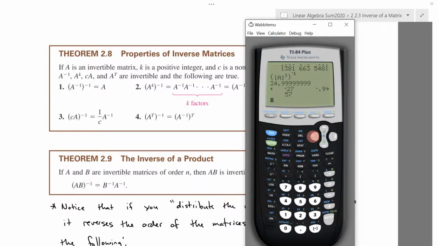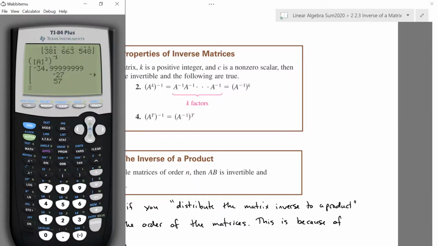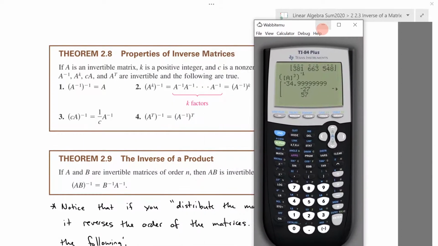That's a pretty big matrix. That's because there's rounding error here. But in any case, this is A cubed inverse, but what if I take parentheses A inverse and then raise it to the third power? So it looks a little bit different, but it's actually the same, right?